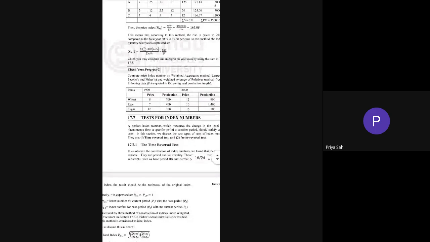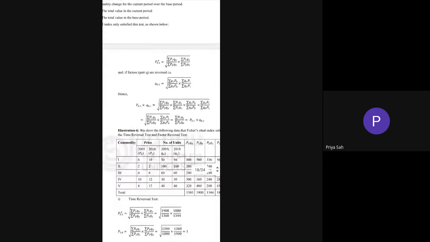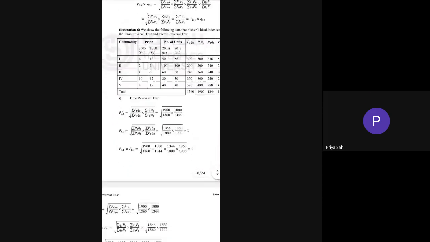Then tests for index numbers. Here again, time reversal test is there, factor reversal test is there. As per that, formulas again are given. Just go through the formulas. Here only Fisher's formula is given. Then factor reversal test, formulas are given as per the following formula. Calculate it.